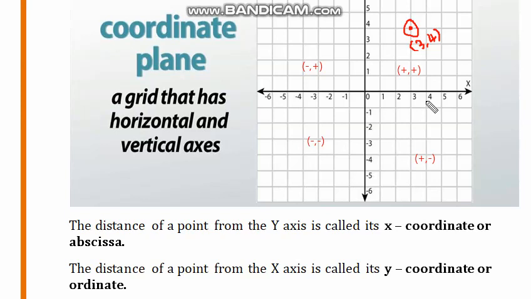And the next, this is the fourth quadrant. In the fourth quadrant, the x-axis value is positive and the y-axis value is negative. So the fourth quadrant coordinates are plus comma minus.